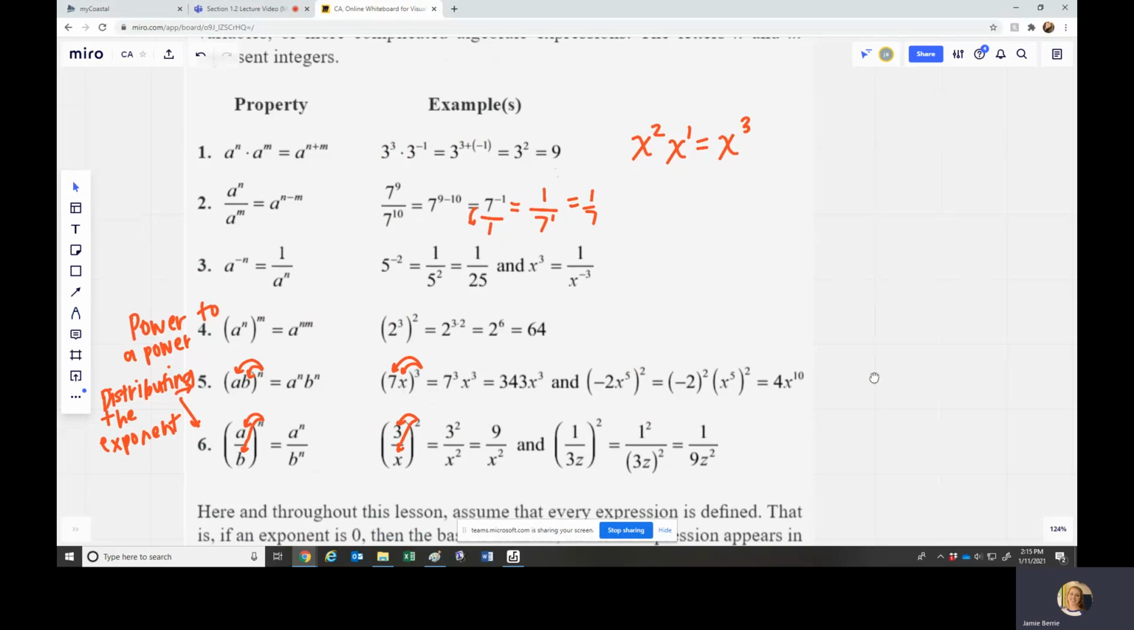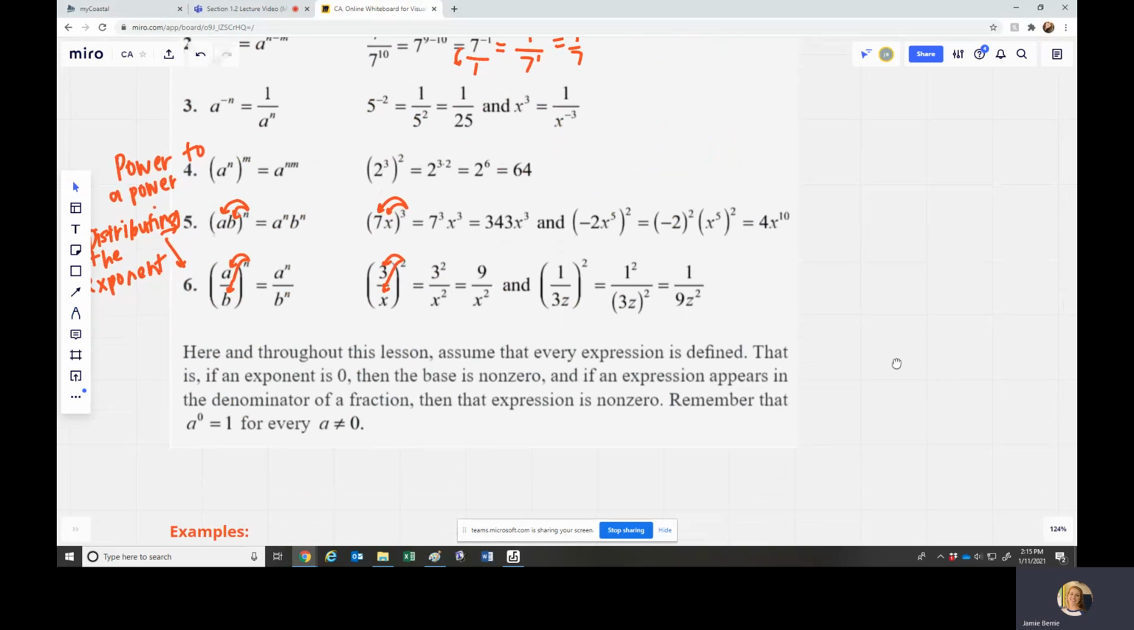So a lot of properties, but like I said, some of them you already know, and a lot of them are very similar. All right, so let's see. It says, here and throughout the lesson, assume that every expression is defined. So that means if you have an exponent that is 0, then the base is non-zero. And if the expression appears in the denominator of a fraction, then that expression is non-zero. So if you have 0 in the denominator, that's undefined. And remember that a to the 0th power is equal to 1 for every value of the base which is not 0. So that was one of our definitions that we learned at the beginning of class.